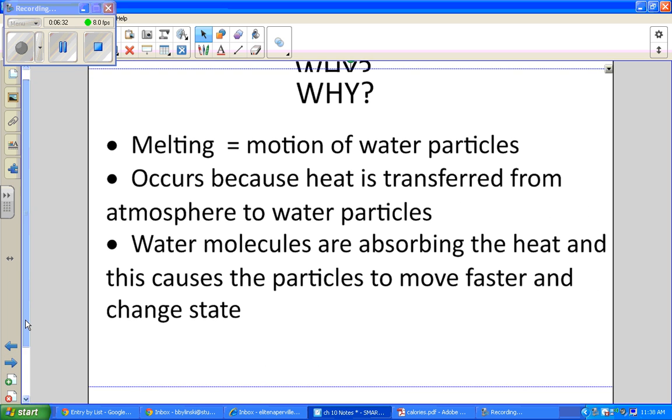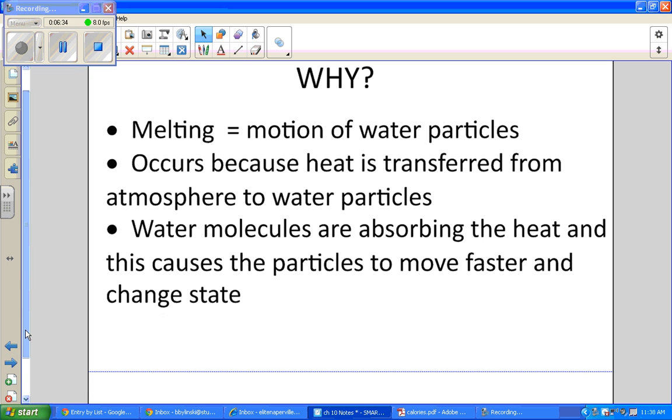Okay, and this is just an explanation of what we just went over. So melting is motion of the water particles, and that is because heat is transferred from the air or the atmosphere to the water itself. They are absorbing that heat, the particles move faster, and the state of matter changes.